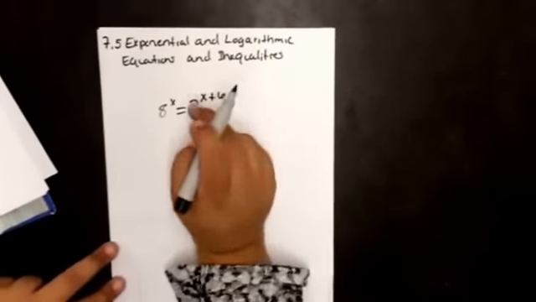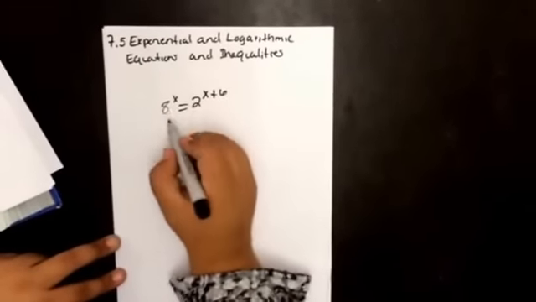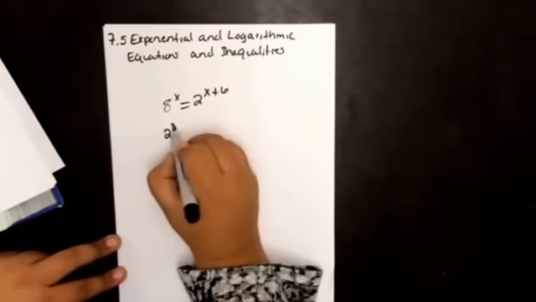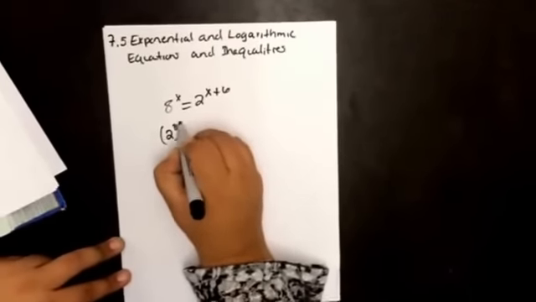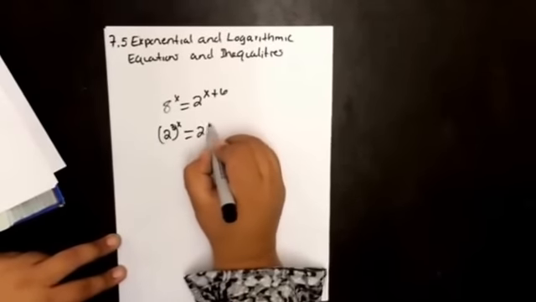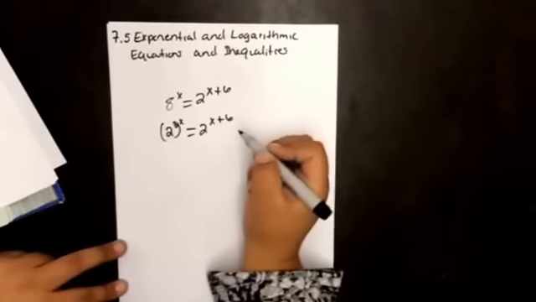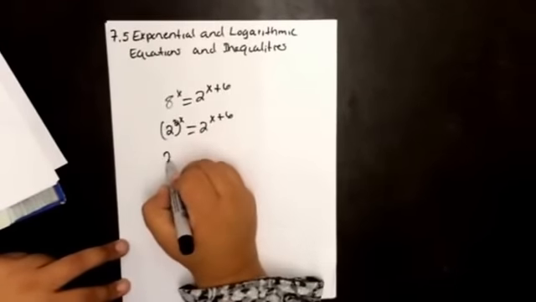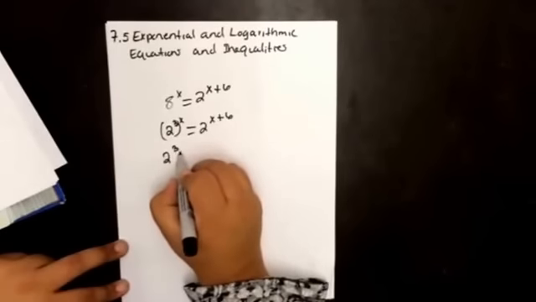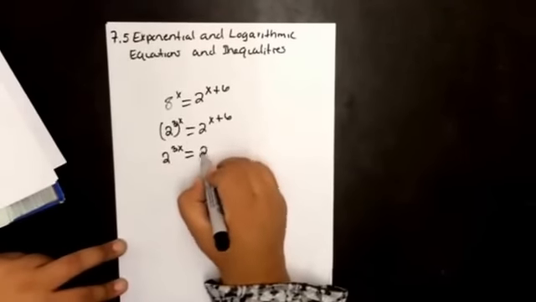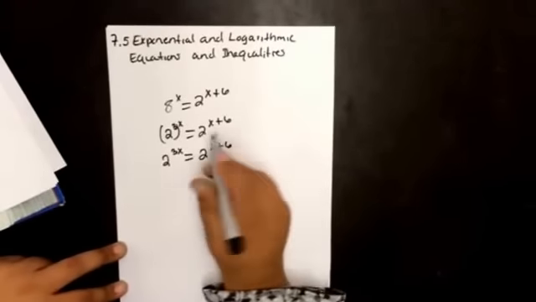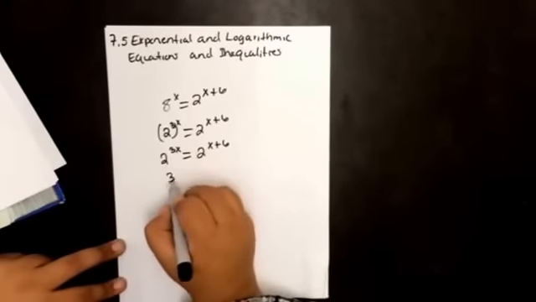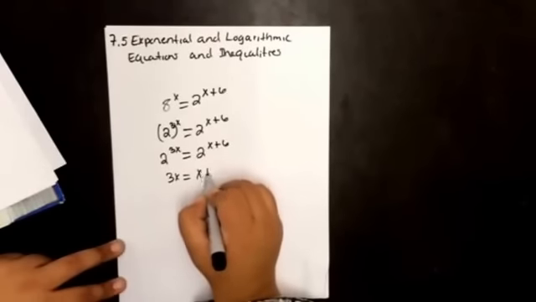What we want to do is get the same base. So 8 to the x, I can write as 2 cubed to the x, which equals 2 to the x plus 6. 2 cubed to the x is the same thing as 2 to the 3x, equals 2 to the x plus 6. Now that we have the same base, we can say that 3x equals x plus 6.